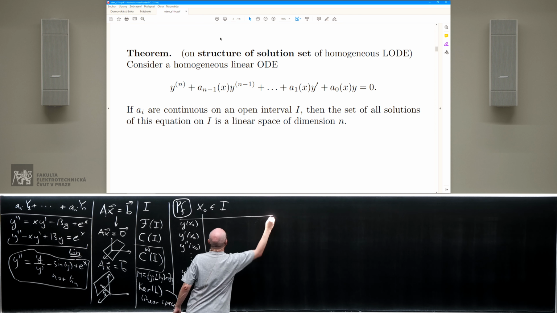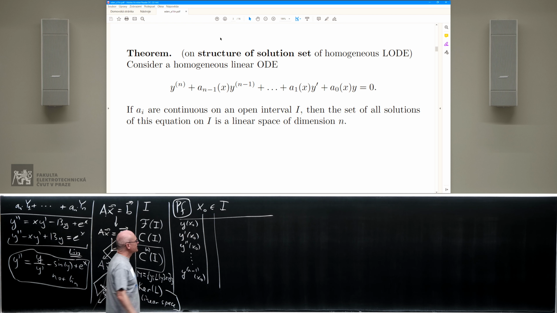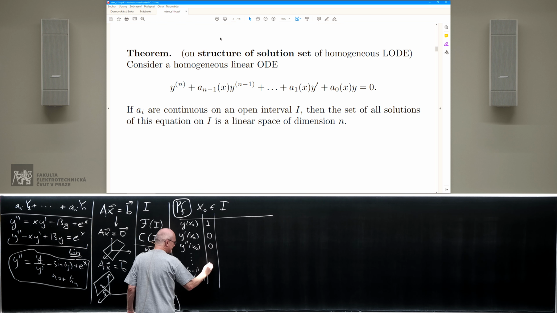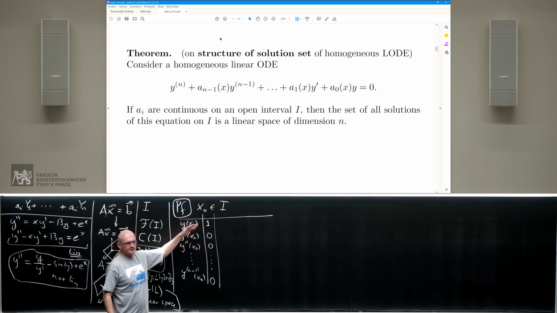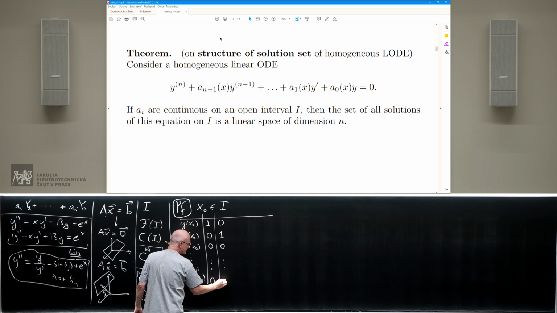So I am going to decide to look for a specific solution which has value 1, and all the derivatives will be 0 at time x0. So there's n rows here. And then I say, oh, wait a second. I can also look for another solution which has 0 as a value, 1 for the derivative, and zeros for the higher derivatives.